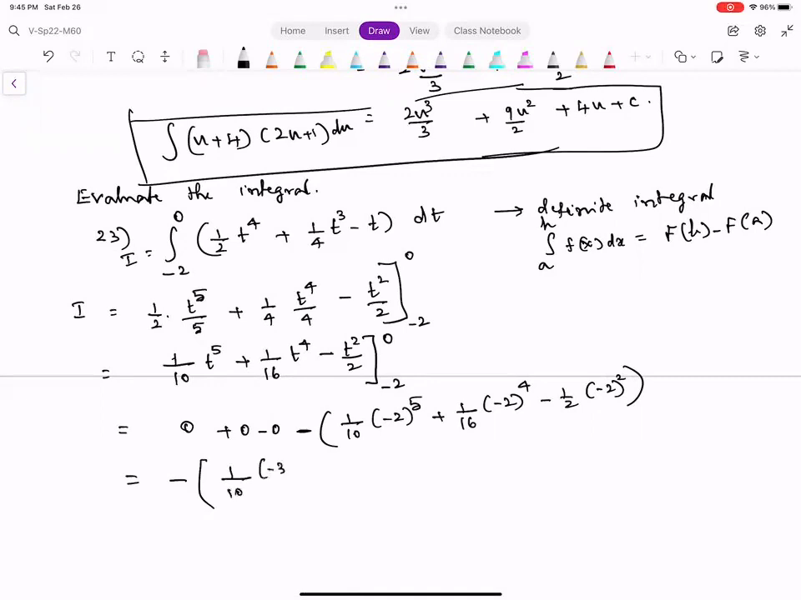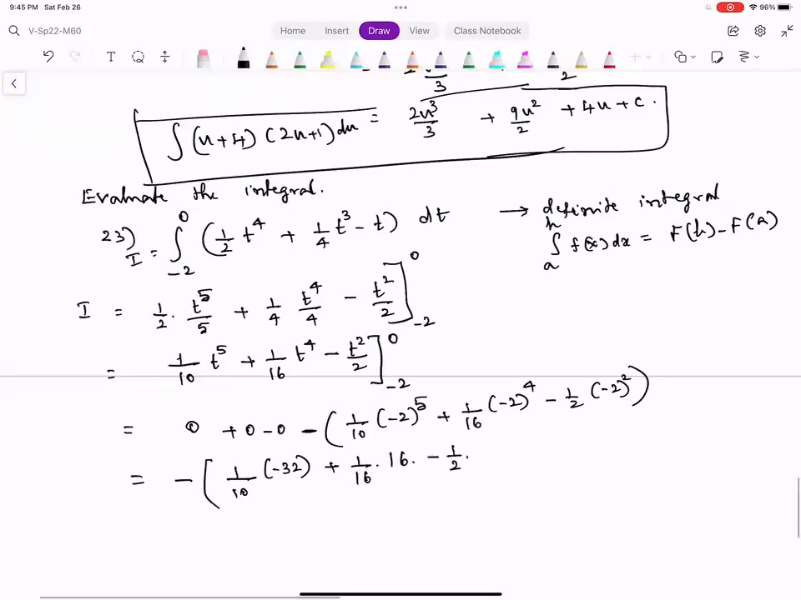1/10. This will be -32. 2 to the power 5 is 32 with the negative sign. This is an odd exponent, so it will remain negative. Then plus 1 over 16, -2 to the even power, so it will become positive. So that will be 16 as well. Then minus 1/2, -2 to an even power, that will be positive. -2 square, that will be a 4.